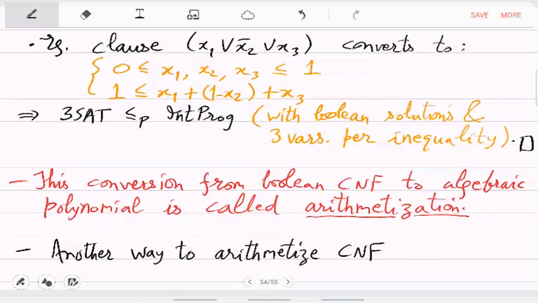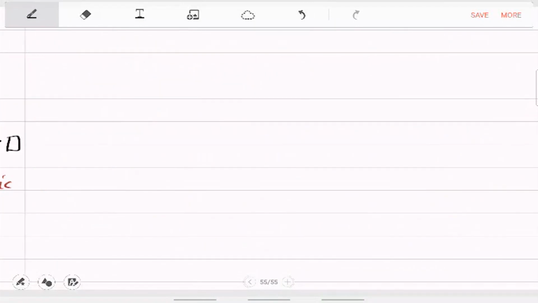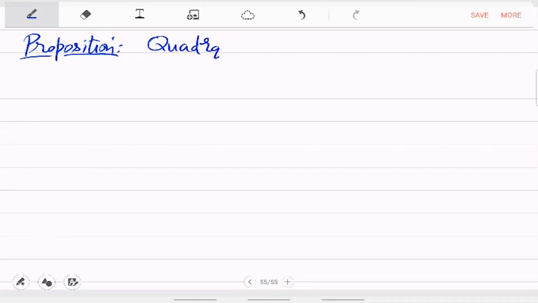Right now we used inequalities. I'll now do it without inequalities. Another way to arithmetize CNF without inequalities. Let's do that. The result is quadratic equations, solutions of those. So S is a system of quadratic equations modulo 2.